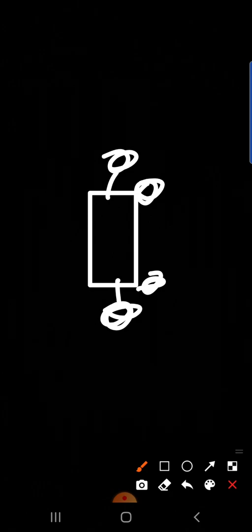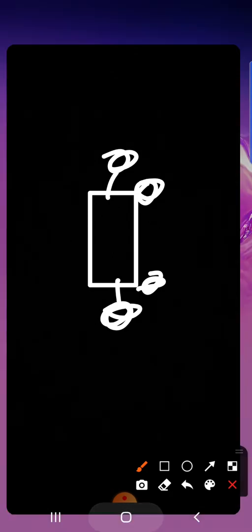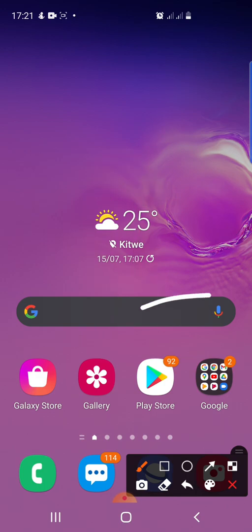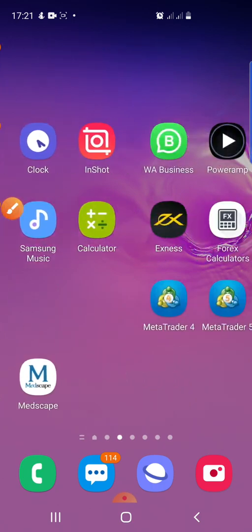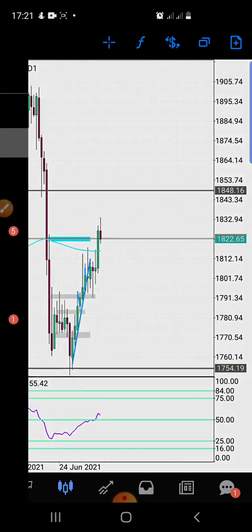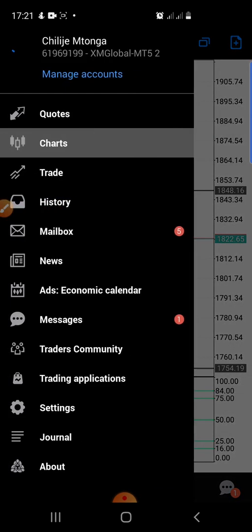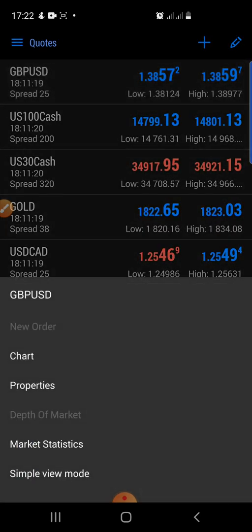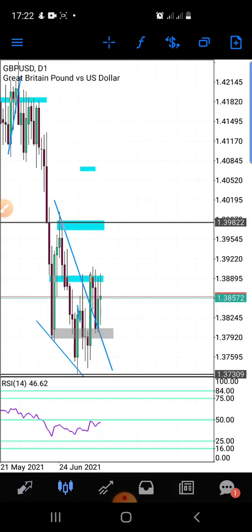But if we go to, let me show you the charts. For example, here, this is gold. So let me go to a currency pair. I think that will be much better. Let's go to pound US dollar. Sorry, my charts are messed up because I was analyzing.